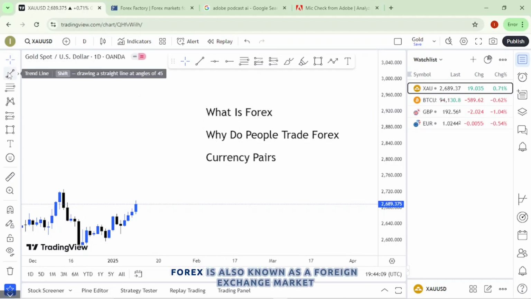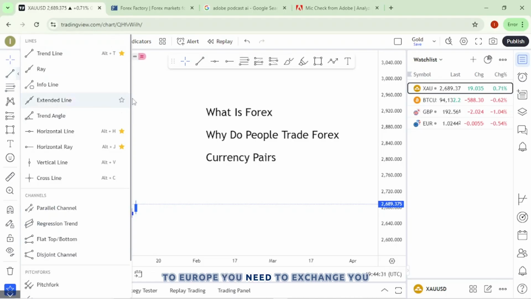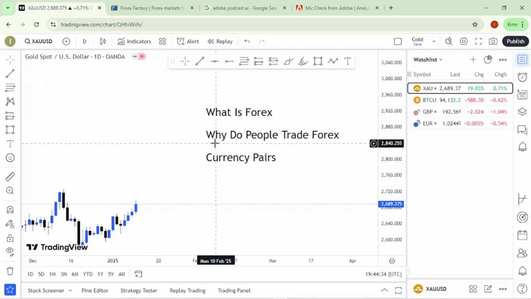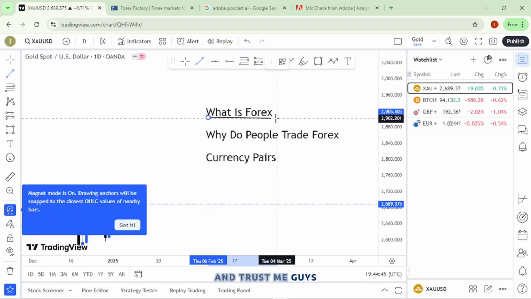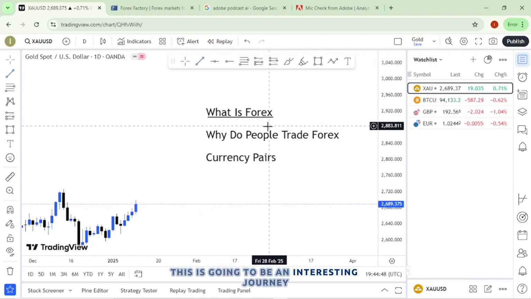Alright, Forex is also known as the foreign exchange market. It's a global market where people trade currencies. Yeah, you heard that right. Currencies. Think of it like a store where you can exchange money from one country to another. For example, you're traveling from the US to Europe. You need to exchange your US dollars to euro. That's basically what Forex is, exchanging one currency to the other. And trust me, guys, this is going to be an interesting journey.